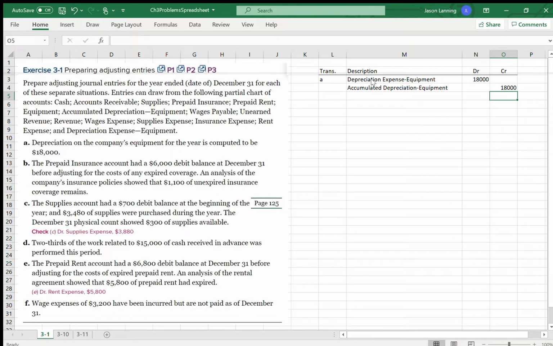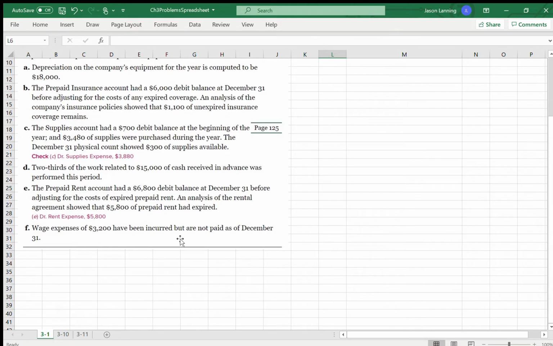Let's get a little indent on here. Okay, B. B is the prepaid insurance account had a $6,000 debit balance at December 31st before adjusting for the cost of any expired coverage. An analysis of the company's insurance policy shows that $1,100 of unexpired insurance coverage remains.